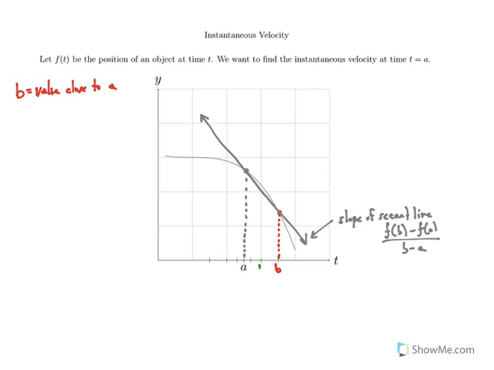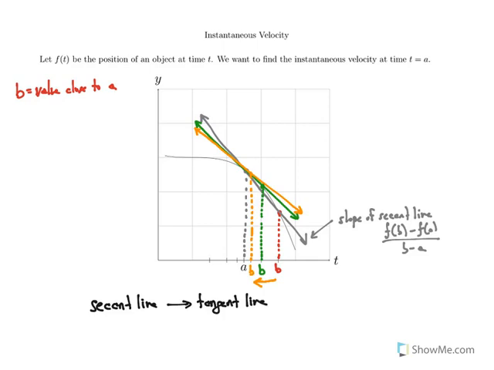But what if we let b get even closer to a? Then we would get a different secant line with a different slope, and we can just continue doing that forever. So we're letting b get closer and closer to a, and then we're looking at the corresponding secant line and the slope of that line. And we can see that that line is getting closer and closer to some special line that we call the tangent line. So the secant line is approaching what we call the tangent line. All right, and this happens as b gets close to a.